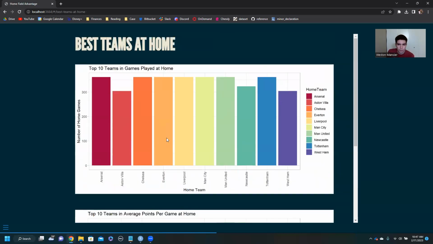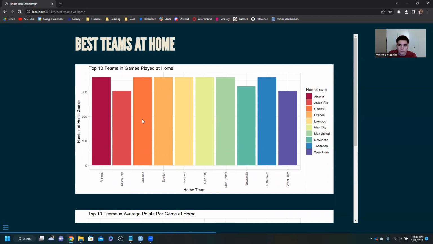My second graph here is a bar graph of the best teams at home. So this first one here shows the quantity of games played at home and which team played that number of games. This is only the top 10 most frequently played at home teams. And you'll see that some of these teams seem to play, this number is 380. That means these teams have played in every single game in the last 20 years.